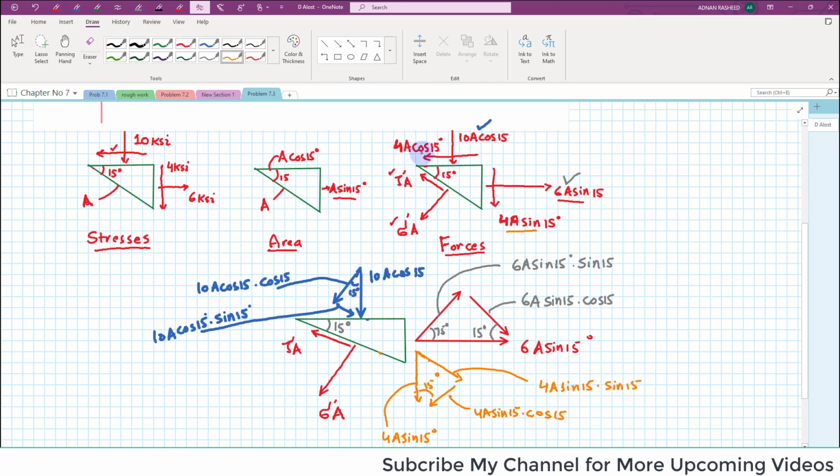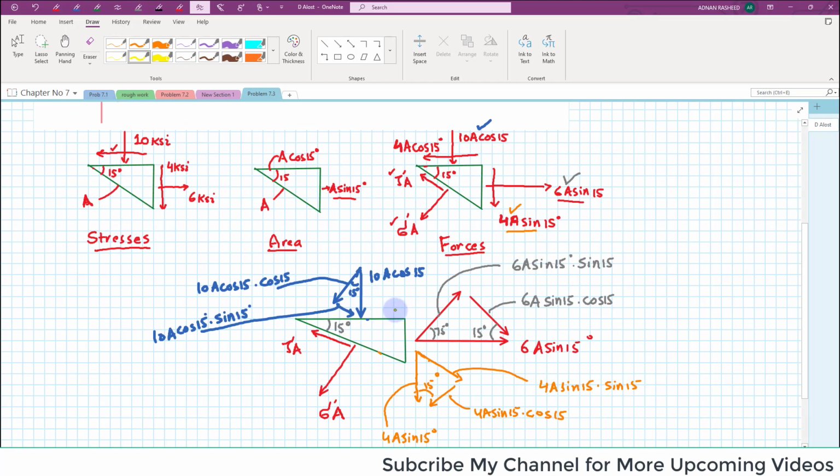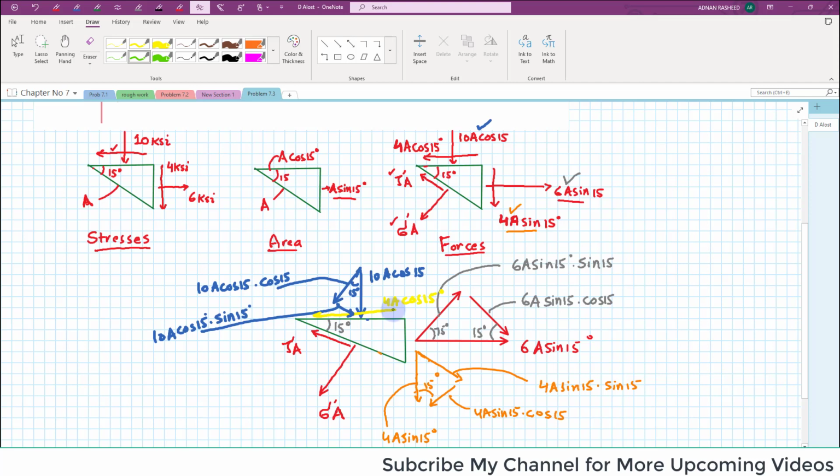Now we have only one force left, we are done with this force as well, so we will convert this force now. So let me choose another color marker. I will choose yellow. Okay, so you can see this was the force, that is 4A cos of 15. I think it's not visible, so we will choose another one, green color. So we will convert them also into two components, one along this direction and second one in this direction.